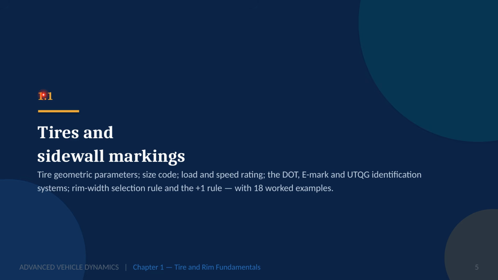We now begin section 1.1, Tires and Sidewall Markings. In this section you will learn the tire geometric parameters, the size code, the load index, and speed rating, the 3 identification systems DOT, E-mark, and UTQG, together with the rim width selection rule and the +1 rule. This section comes with 18 worked examples.